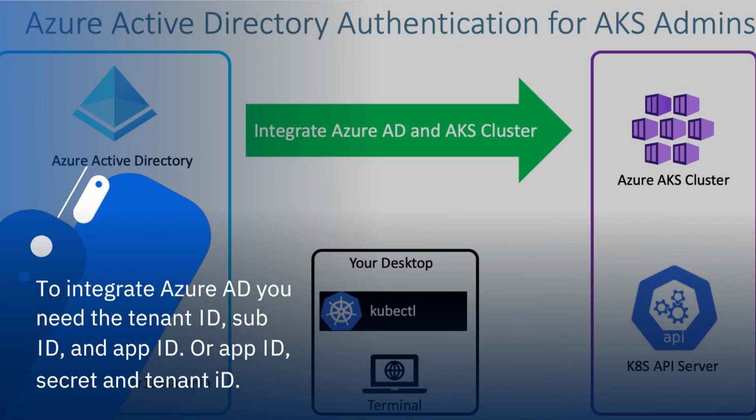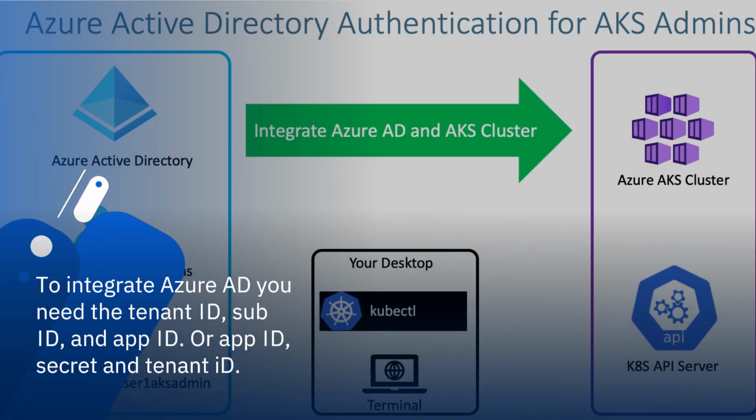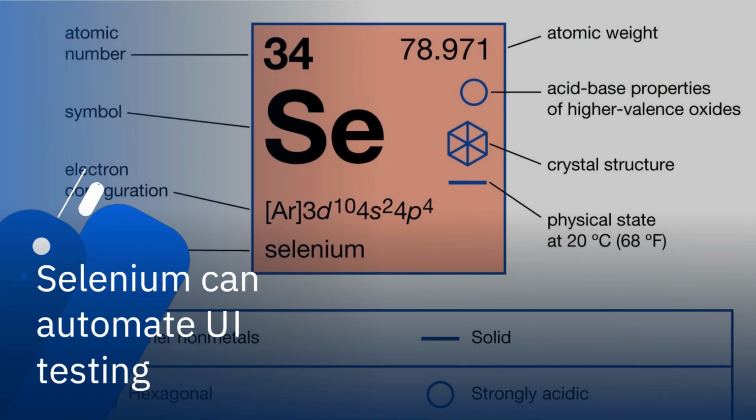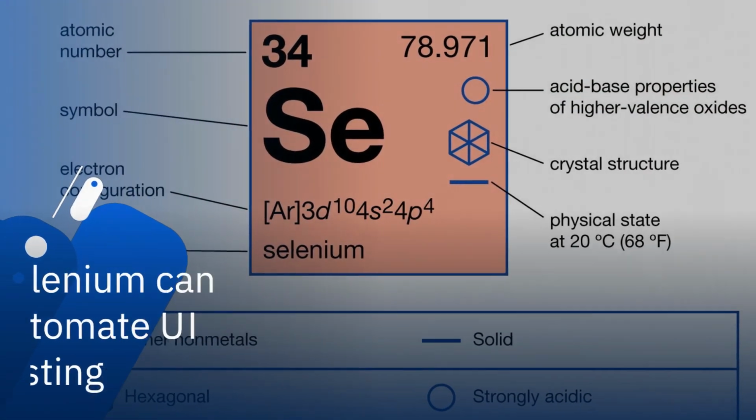To integrate Azure AD, you need the tenant ID, sub ID, and app ID. Or app ID, secret and tenant ID. Selenium can automate UI testing.